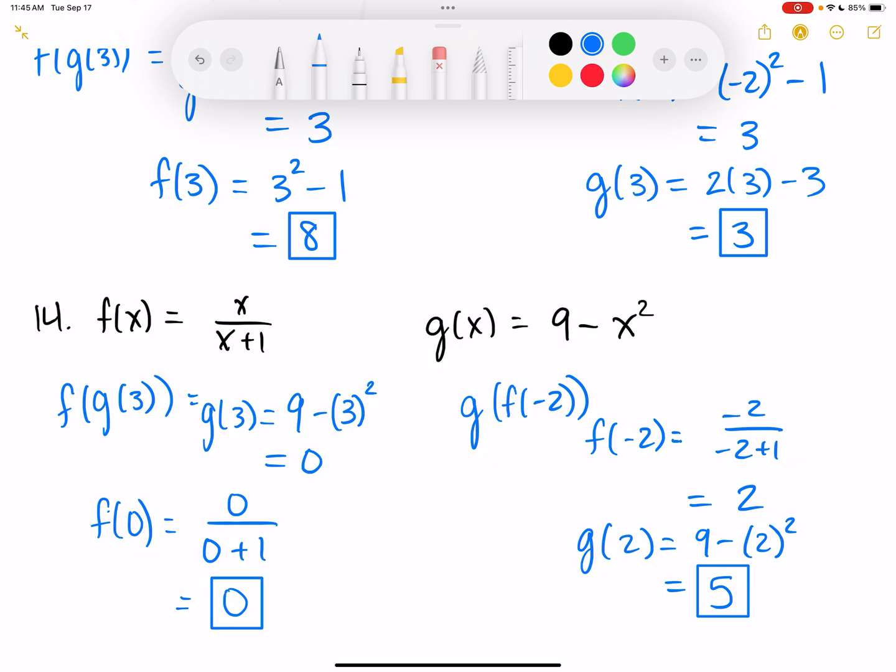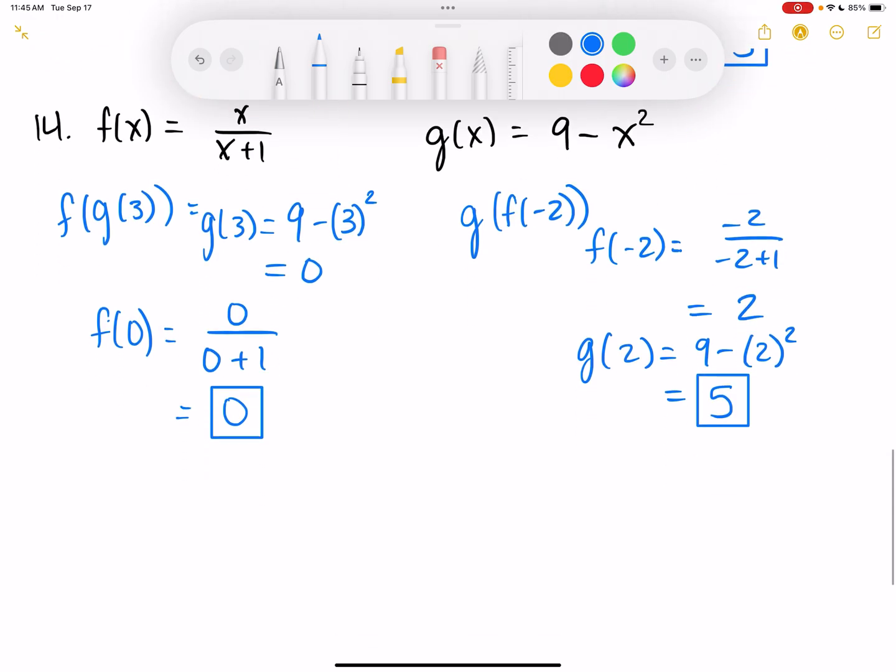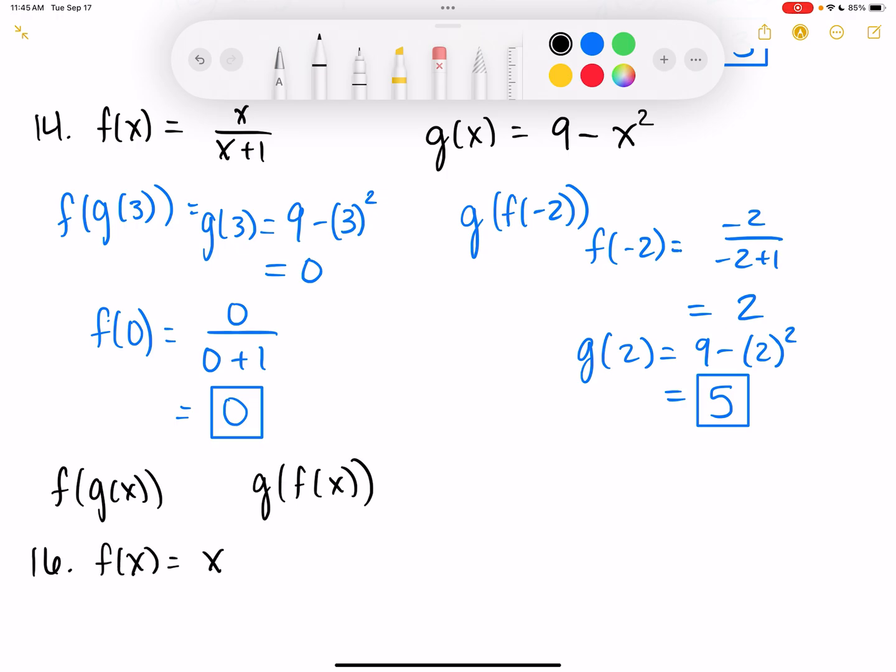All right, the next problems, we're doing something kind of similar, except now they want us to just do f of g of x and g of f of x. So there's nothing getting plugged in other than just a function into a function. So 16, we've got f of x equals x squared minus 1, and g of x equals 1 over x minus 1.